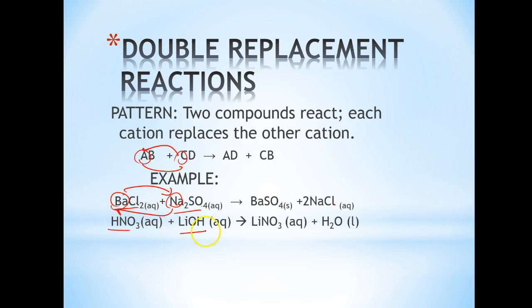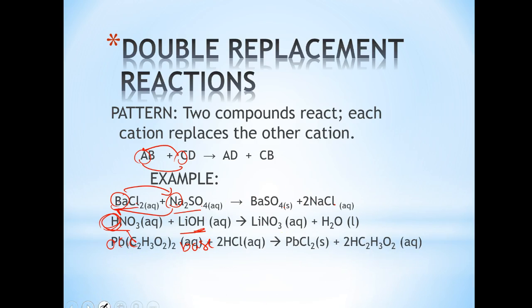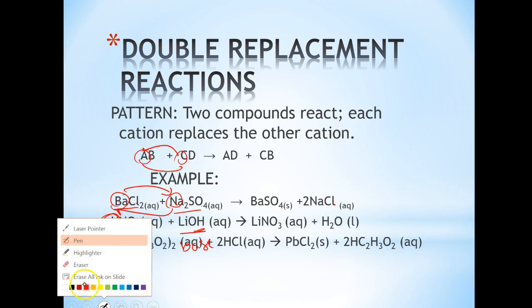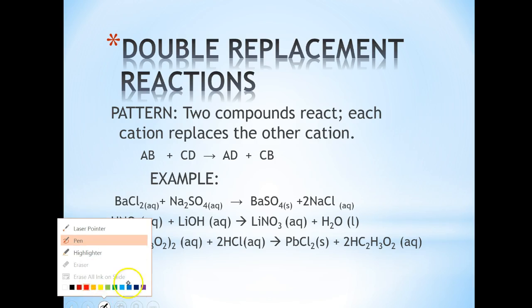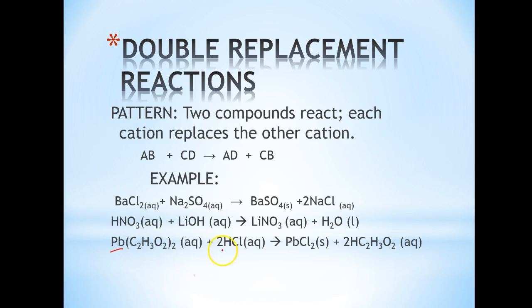I have a compound and a compound, but this compound has a hydrogen on it. That makes it an acid. And OH makes this a base. So this is technically an acid-base reaction, not a double replacement specifically. So this one, I want to show you this one. Lead and H, this is an acid, but this is not a base. Bases have to have OH on them.